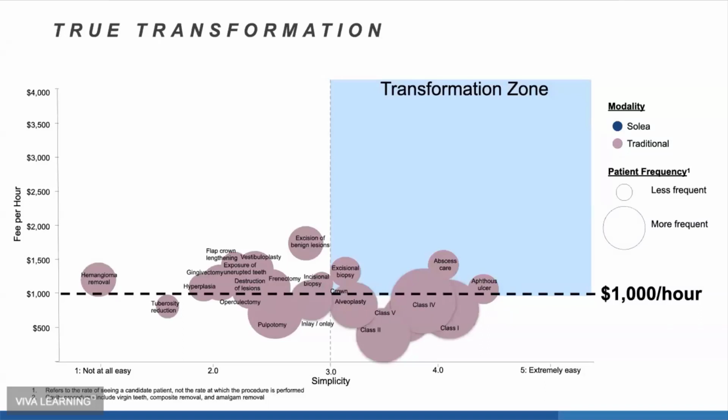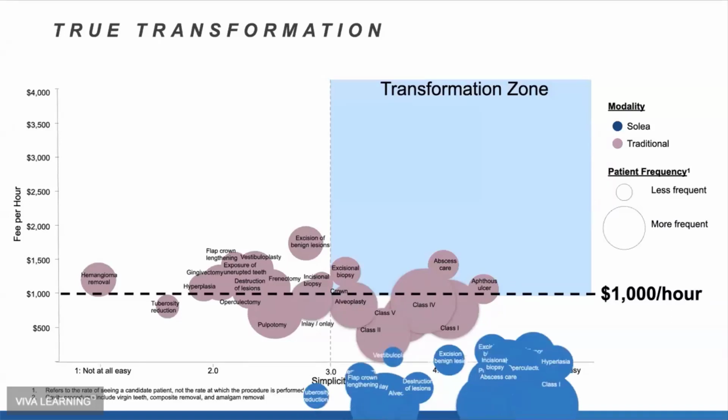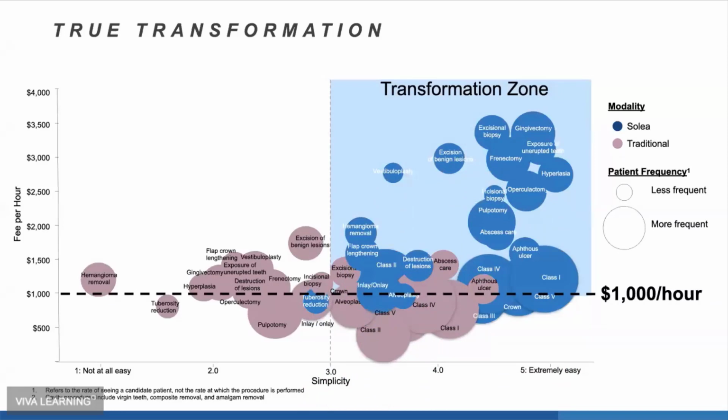So then they contrast that with when people moved to the Solea or the CO2 laser, and then they had some more flexibility to do things faster, to schedule a little bit differently. And then they noticed that all these procedures moved to the right and they moved up. So things got easier, but they also got more productive because they took less time. To me, this is probably the best graph I've ever seen that personifies work smarter, not harder. Everything moved to the right and everything moved up as far as fee per hour goes.